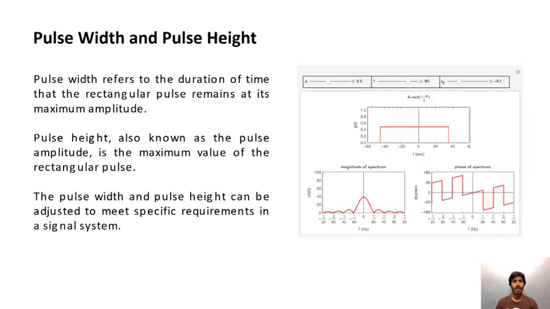Pulse width and pulse height. Pulse width refers to the duration of time that the rectangular pulse remains at its maximum amplitude. Pulse height, also known as the pulse amplitude, is the maximum value of the rectangular pulse. The pulse width and pulse height can be adjusted to meet specific requirements in the signal system.